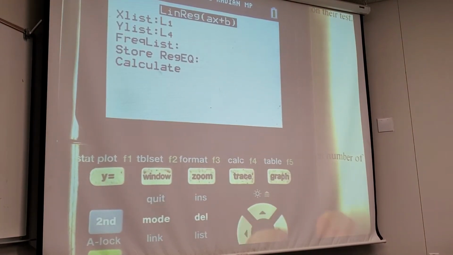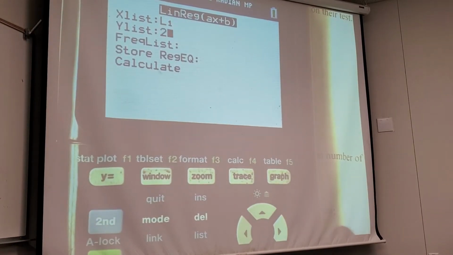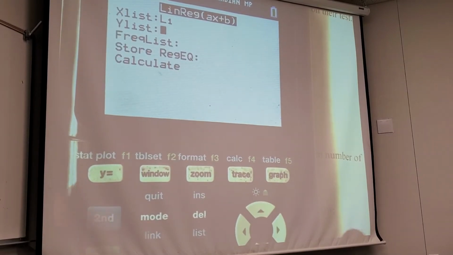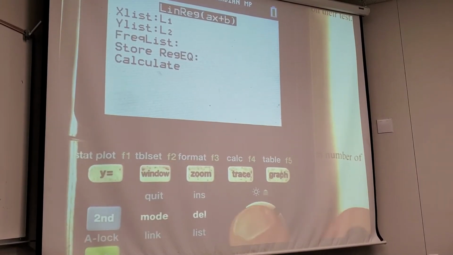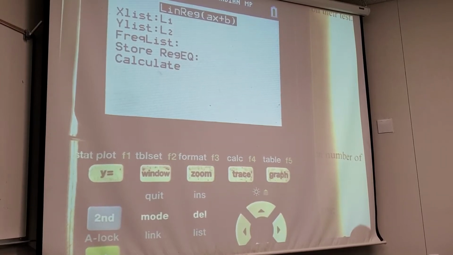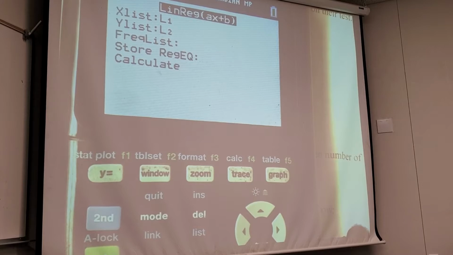So now let's be careful. X list is L1, Y is L2. If you have an older calculator, you have to hit second L2. There you go, buddy. That didn't show all this stuff. It just says LinReg on the screen. You're good. Just hit enter because it defaults to list 1 and list 2.